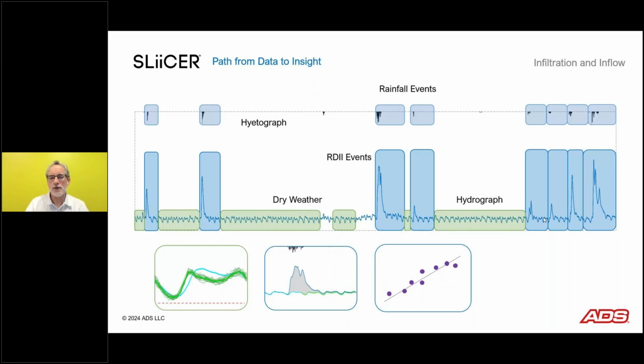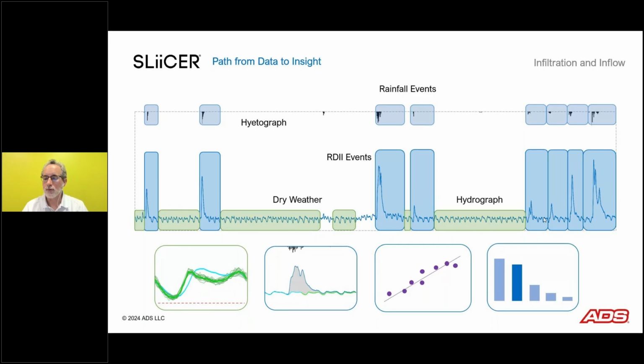So everything I've shown you to this point is dealing with one flow monitor location and its associated basin. At the end of the day, we want to compare what's happening in one place in our collection system to what's happening in other places. So I want to prioritize the I&I.